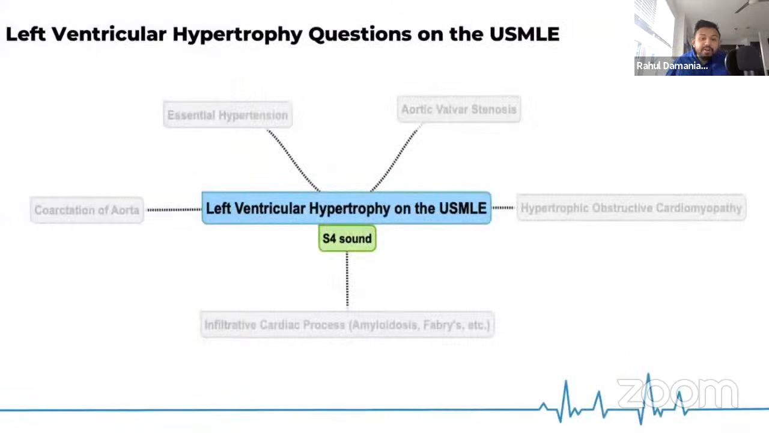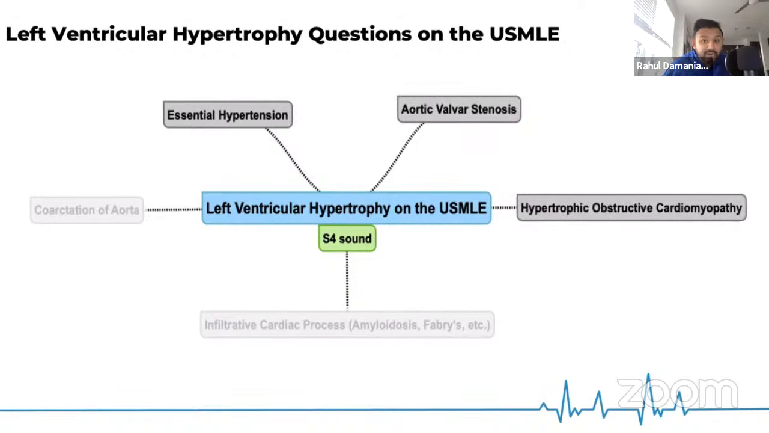So what are the different types of causes of left ventricular hypertrophy? Well, we talked about aortic stenosis, but think about patients who have elevated blood pressure for a long period of time. Hypertrophic obstructive cardiomyopathy, or even just regular hypertrophic cardiomyopathy, are going to be classic vignettes in which you have left ventricular hypertrophy.